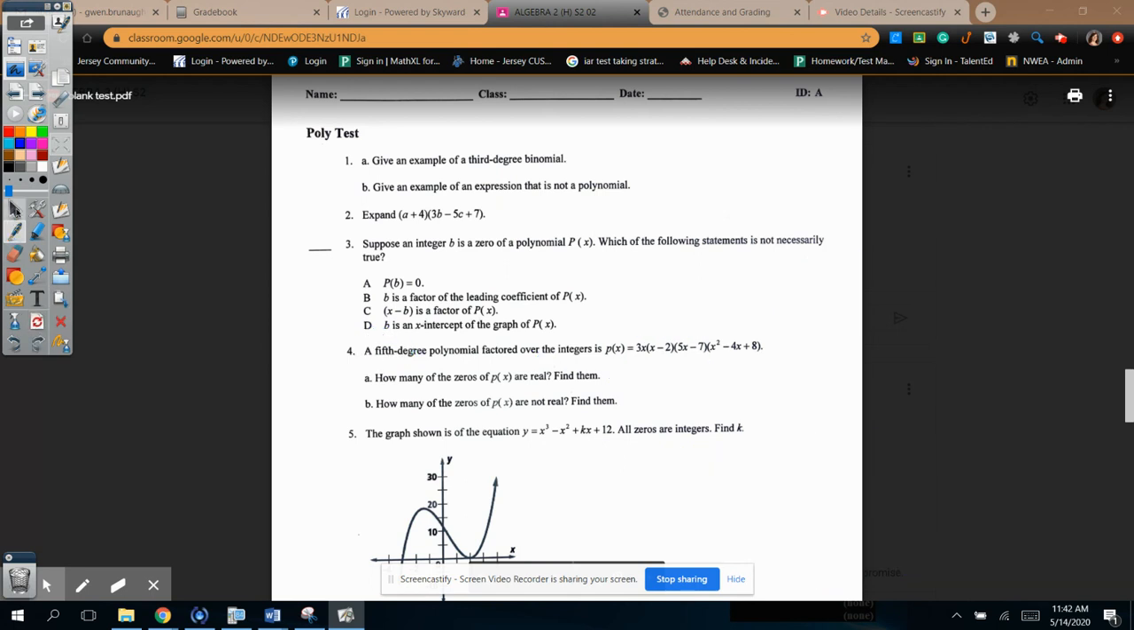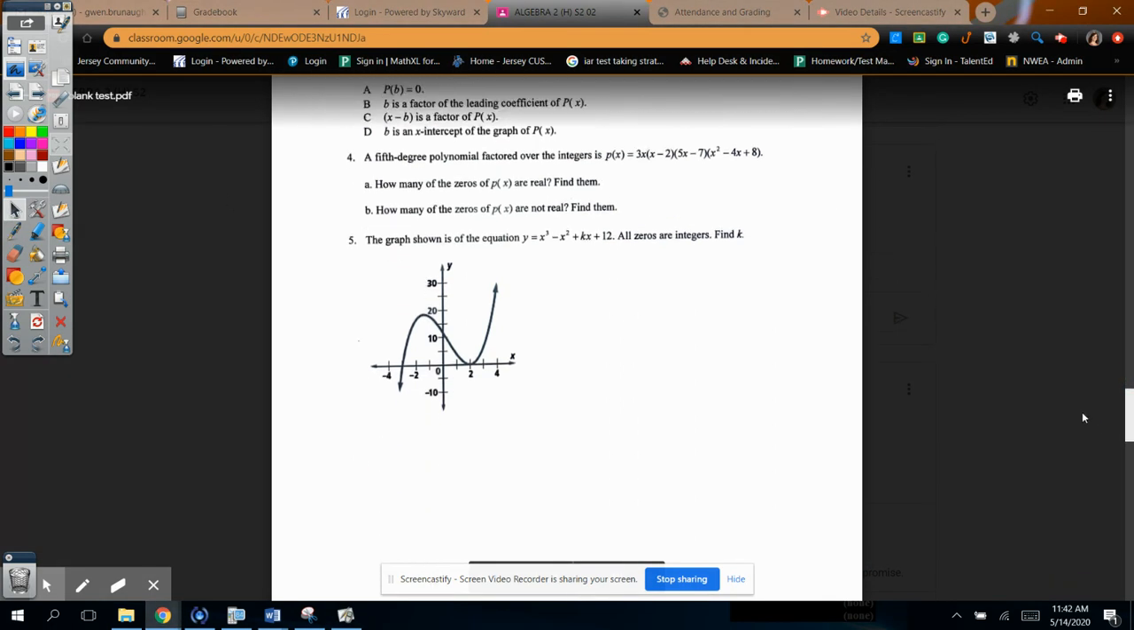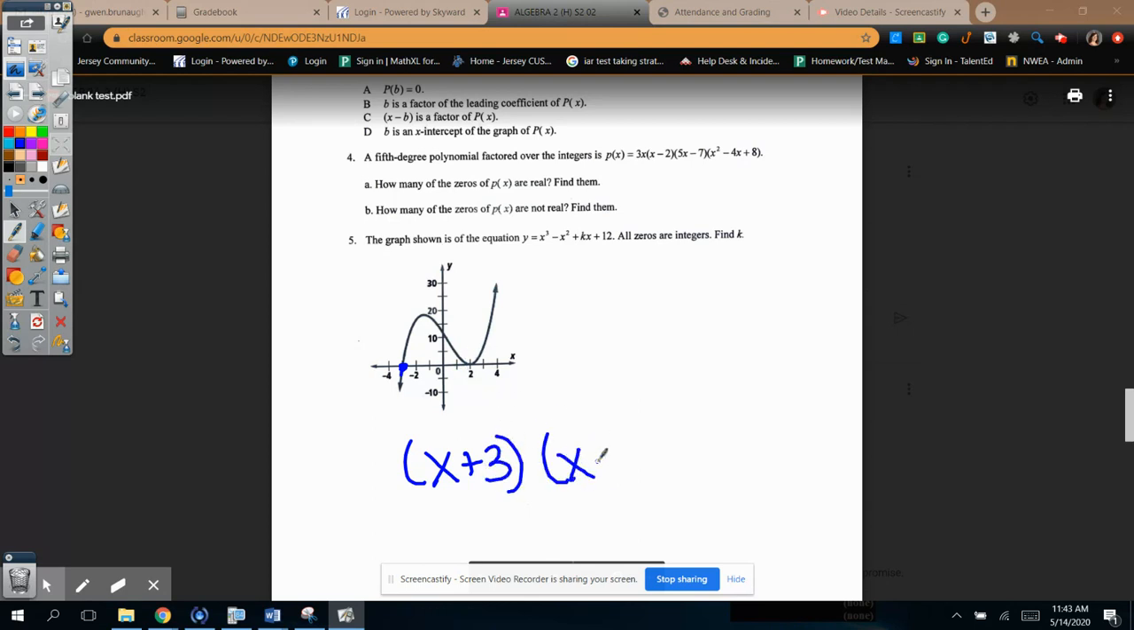Okay, question number 5 here. They give you a graph and they want to figure out what this k is, okay? So just write the equation. Look, -3 is a single root, so it's an x plus 3 factor. And this one's the double root, which is an x minus 2 squared. So if you double distribute this out, you'll get x plus 3, x minus 2, x minus 2.